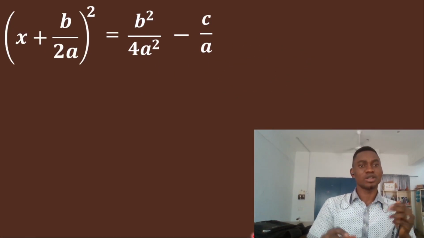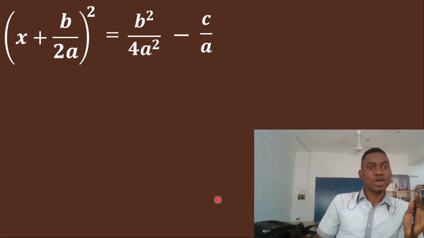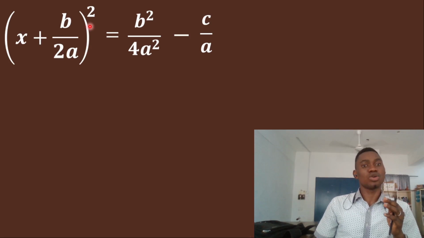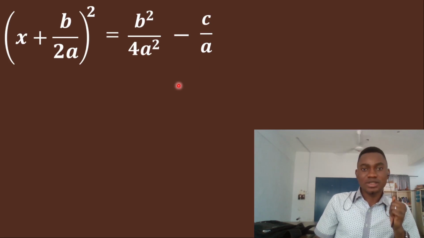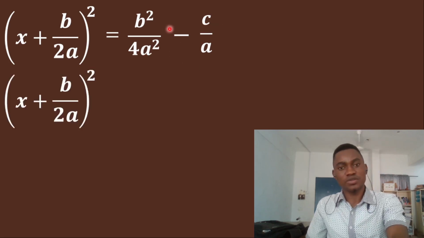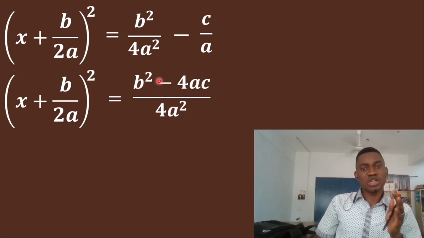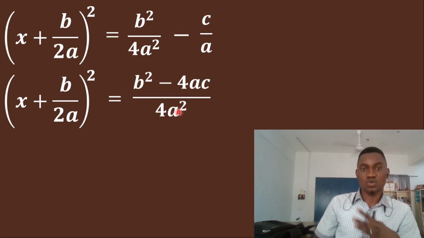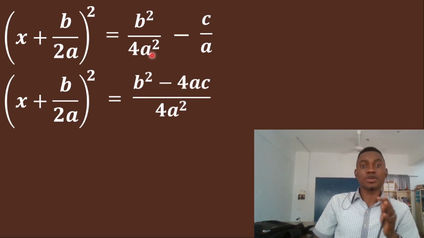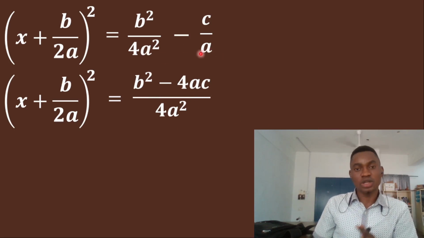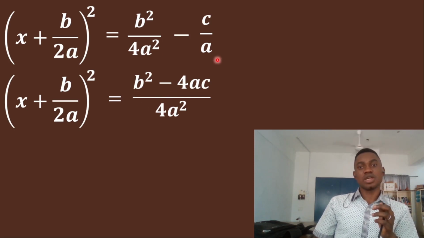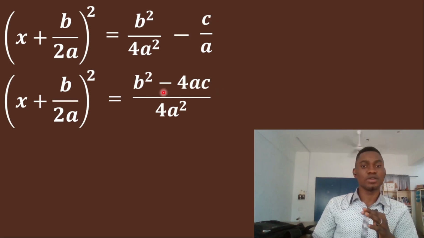This is what we have in the previous page. We have that (x plus b over 2a) all squared is equal to b squared over 4a squared minus c over a. The next thing is to work on the right hand side. We'll find the LCM of the right hand side, and that gives us b squared minus 4ac all over 4a squared. I believe you know how we got this. The LCM of 4a squared and a is 4a squared. So 4a squared divides 4a squared to give us 1. Then 1 times b squared is b squared, and a divides 4a squared to give us 4a. Then 4a times c is 4ac.